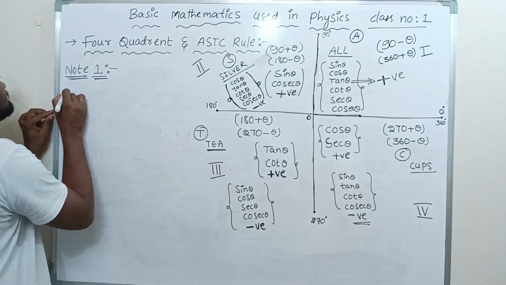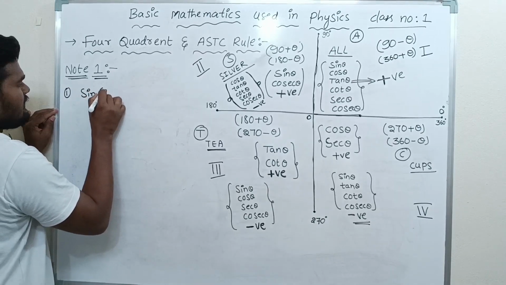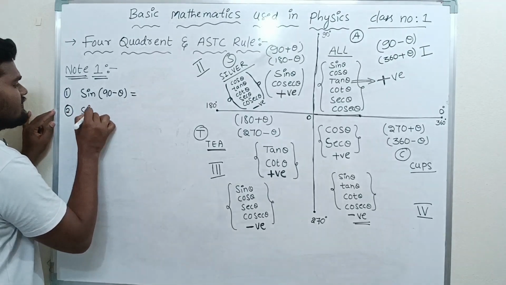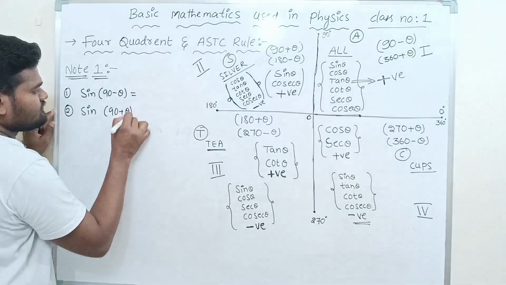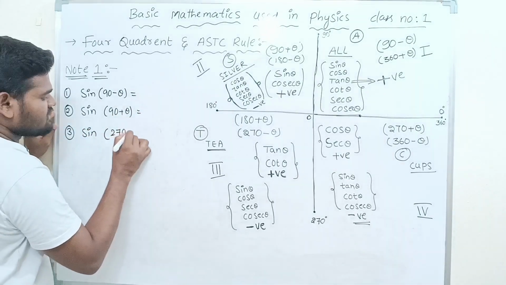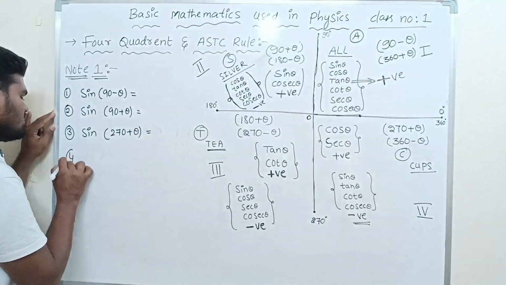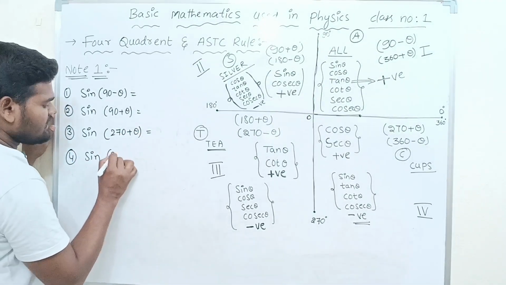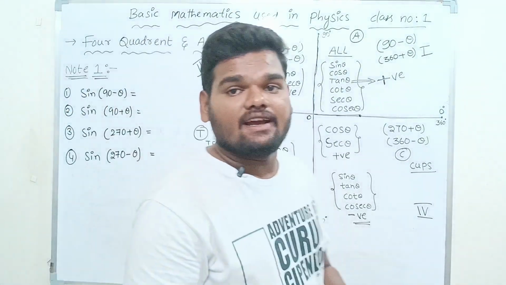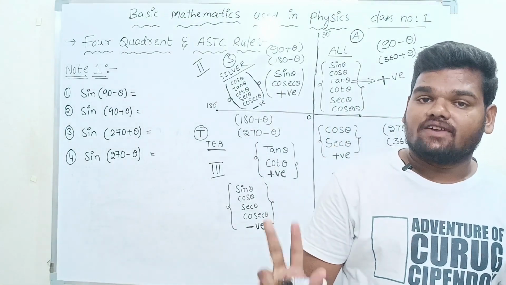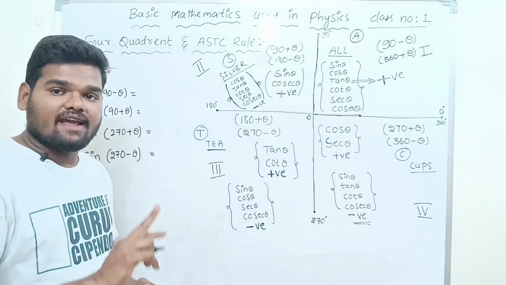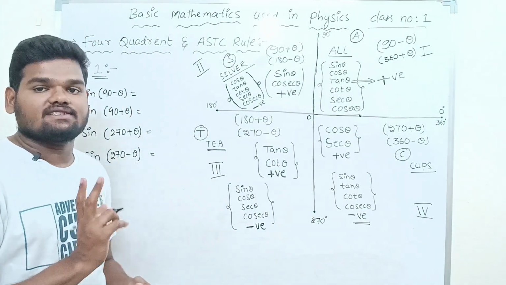Right. First one, sin 90 minus theta is equal to. Second one, sin 90 plus theta. Third one, sin 270 plus theta. Fourth one, sin of 270 minus theta. So from note 1, one thing is clear that at 90 degrees and 270 degrees, sin can be converted as cos and cos can be converted as sin, and tan can be converted as cot and cot as tan. That is clear.